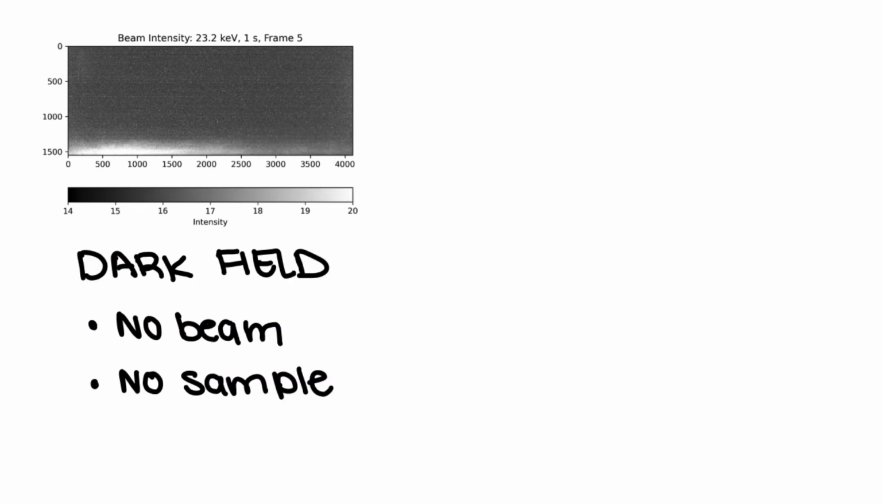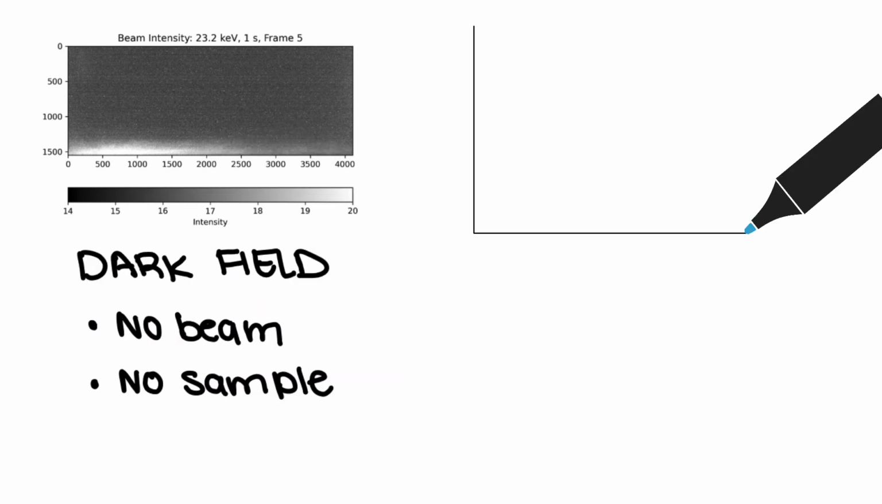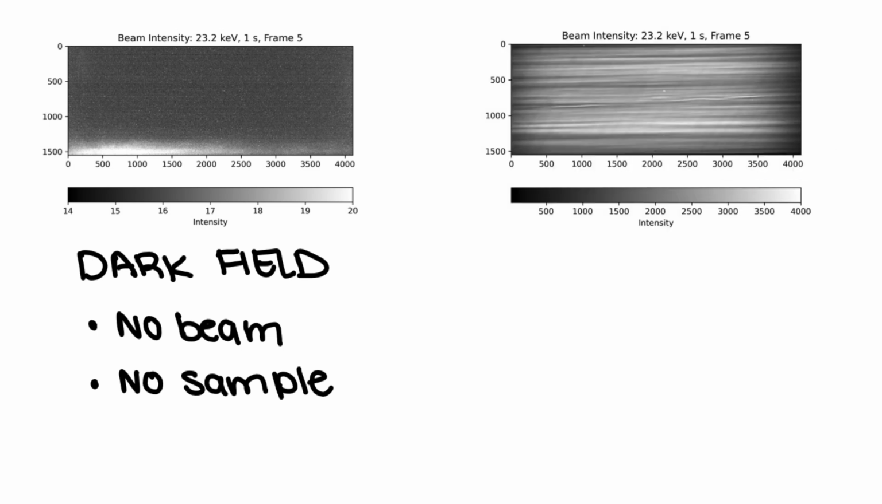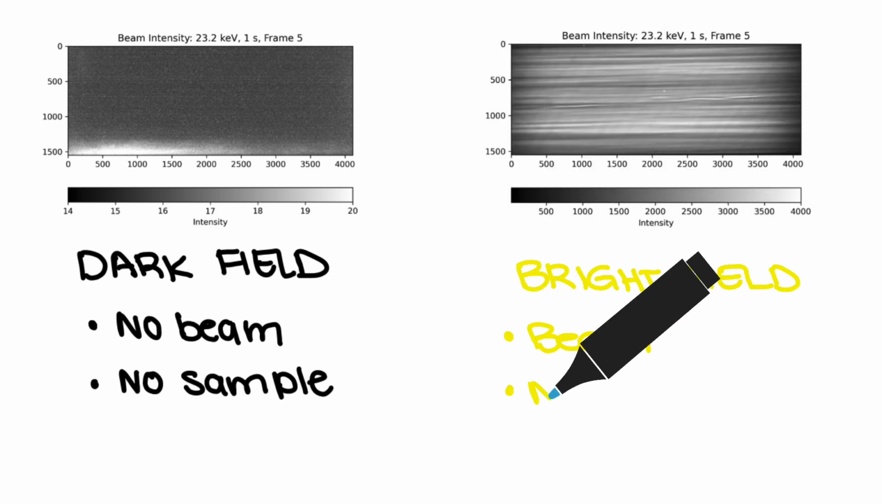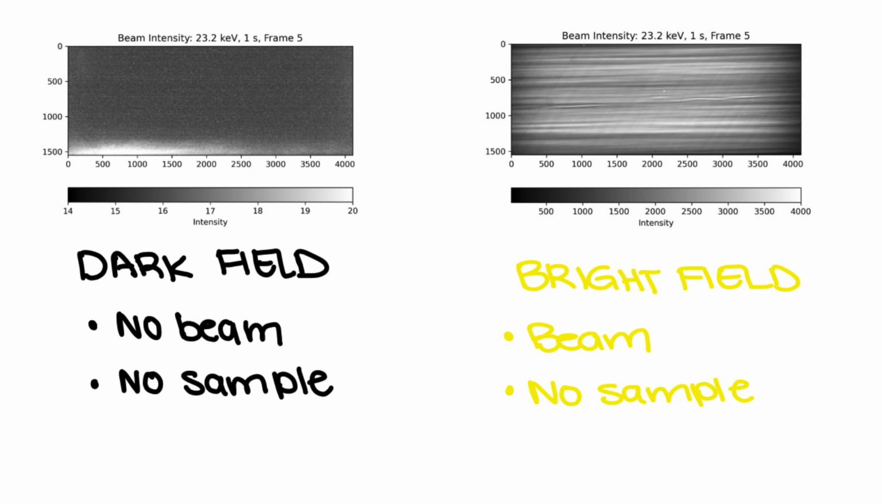In this method, I used dark fields and bright fields and did some math with them, hoping that if I could normalize my sample data with them, it would reduce the noise. Here, a dark field image is an image taken without the beam and without the sample, while a bright field image is an image taken with the beam but with no sample.